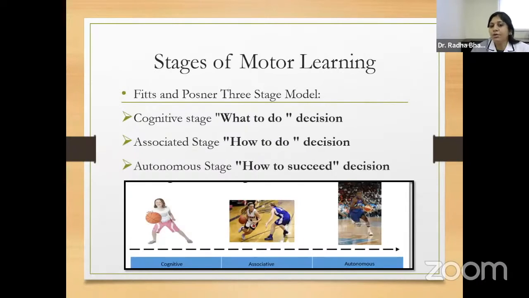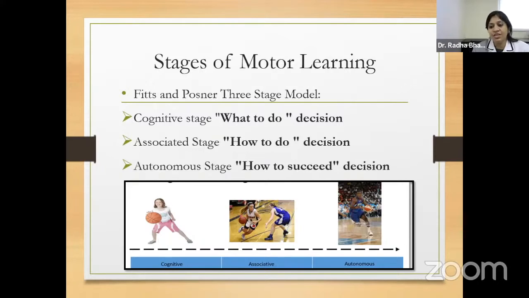Next is your stages of motor learning. This is the last thing that we are going to see in this session. According to Fitts and Posner's three-stage model, there are 3 stages in which learning takes place. Initially what we had seen was what is motor learning? What are the concepts or concerns of motor learning? Next, we had seen the 3 theories, which were Adams' closed-loop theory, the ecological theory, and the schema theory. Then we have seen the types of learning. What are the types?